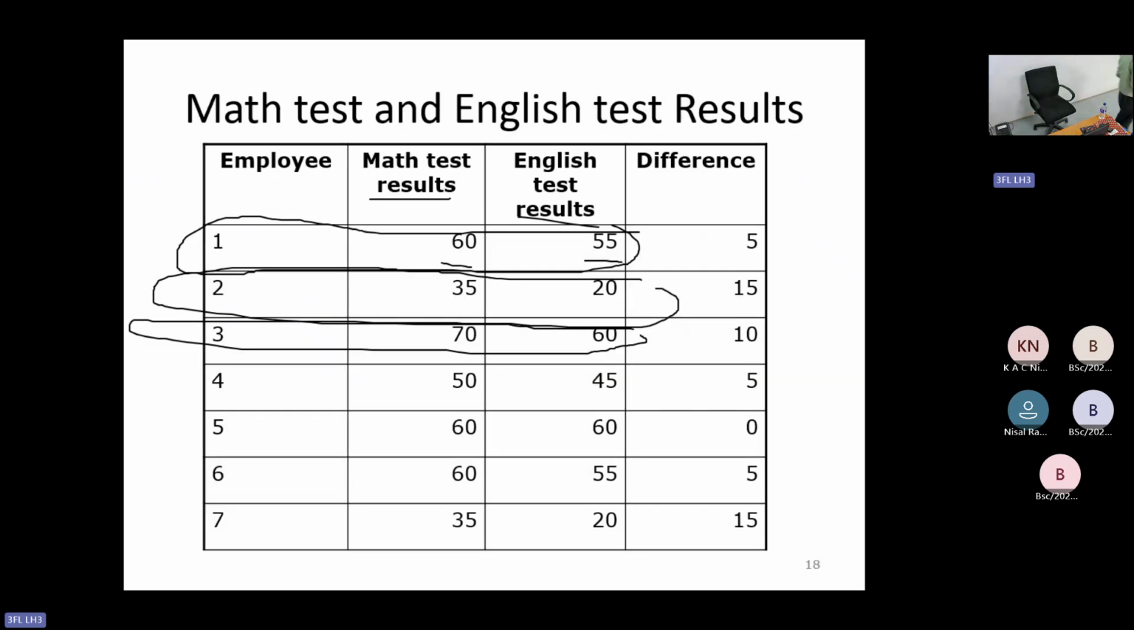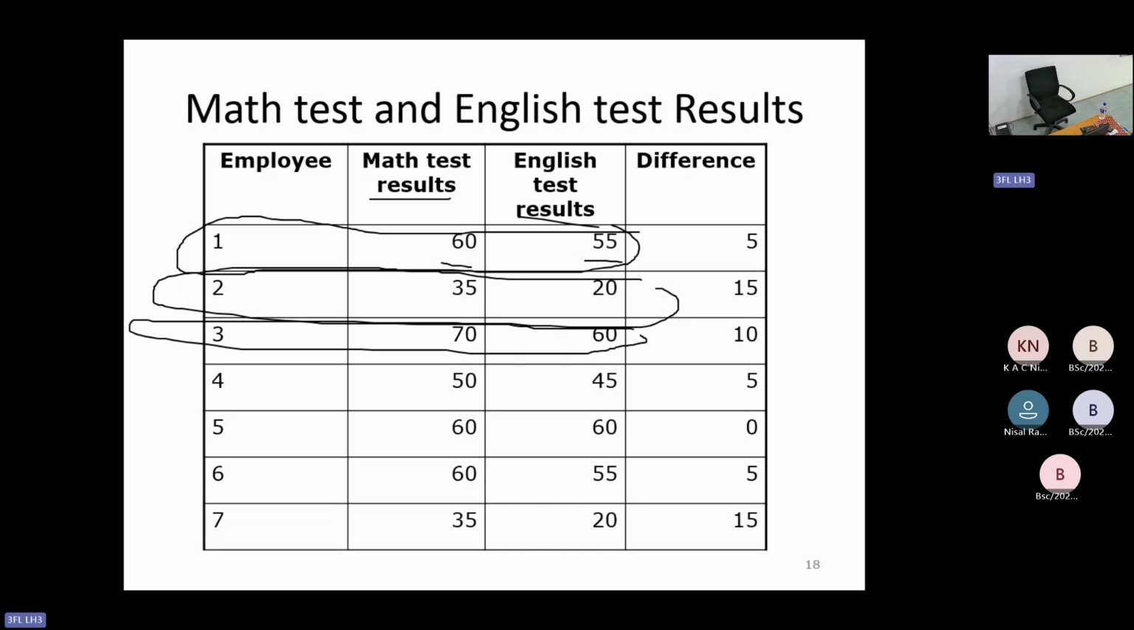Let's look at this example. Now let's take the situation. Earlier there were two independent groups, either males and females, or trained and untrained groups. But now let's take the situation where the same employee, let's say there are 7 employees, has done mathematics and English tests.